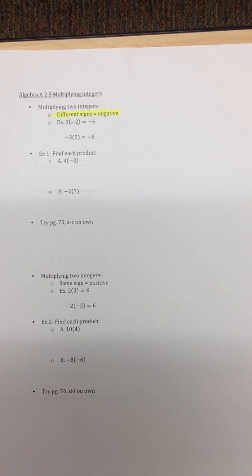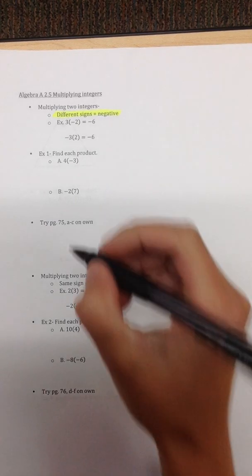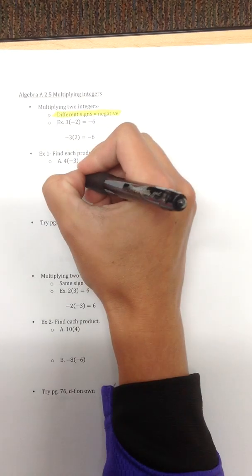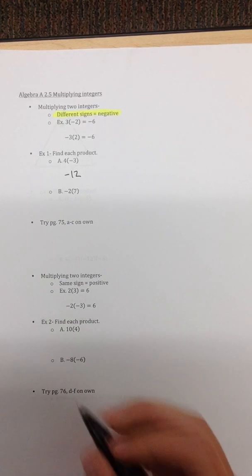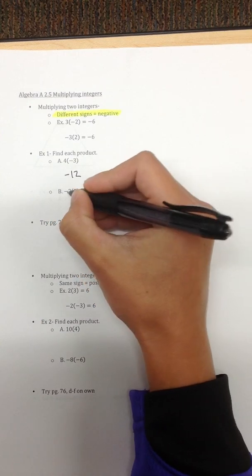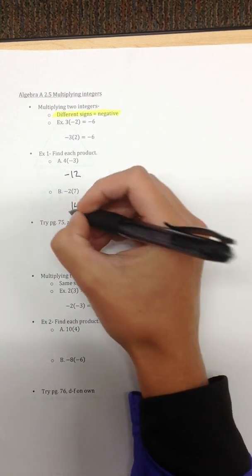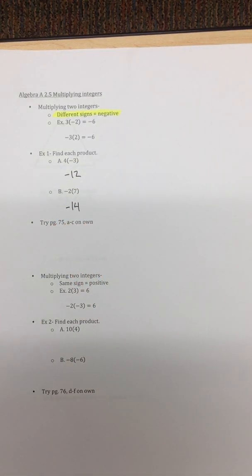Okay, so what you do here is you just multiply your numbers, so 4 times 3, 12. Then we have different signs, so a positive times a negative, so that always kicks out a negative answer. So our answer would be negative 12. Okay, same thing with the next one here for B. We got negative 2 times 7. Well, we take 2 times 7, get 14. Then a negative times a positive, different signs, so it would be a negative answer.